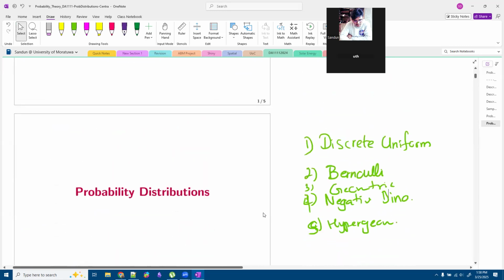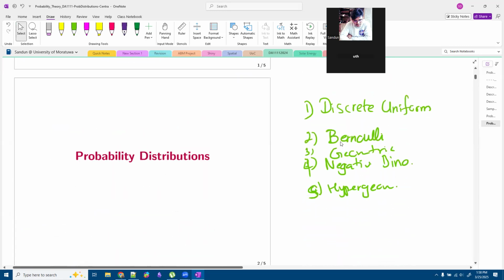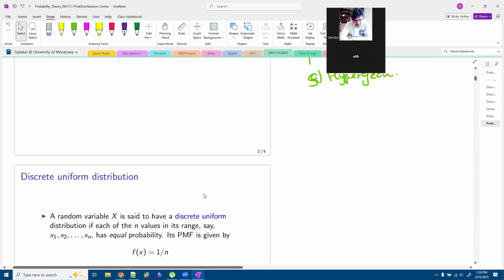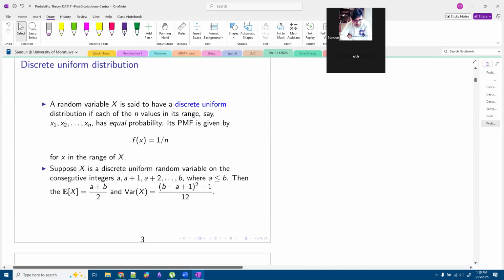Now, why have I asked you to do this? To write down the distributions, for every distribution you will find the expectation and the variance of that particular distribution. So what is a distribution? I cannot get an answer from you because I cannot hear what you say. Now think about this. A random variable x is said to have a discrete uniform distribution if each of the n values in its range has equal probability. So what does it mean?